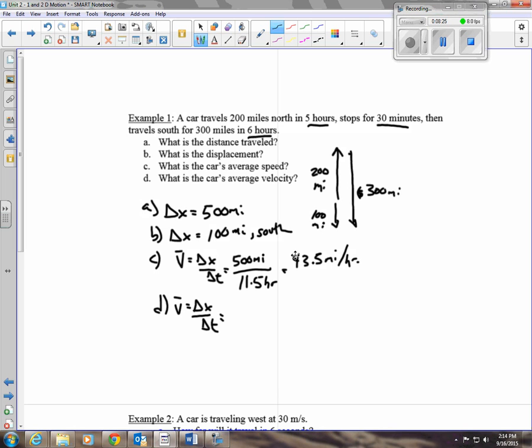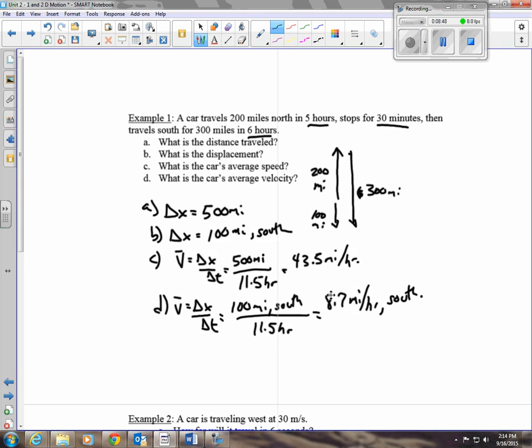Now, if I want to find the average velocity, I'm going to use the same equation, but I'm going to use displacement here. So the displacement was 100 miles south. Divide that by the 11.5 hours that I have for the time, and I will get 8.7 miles per hour south.